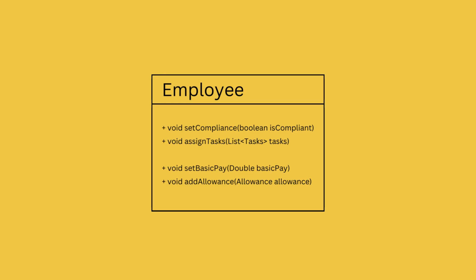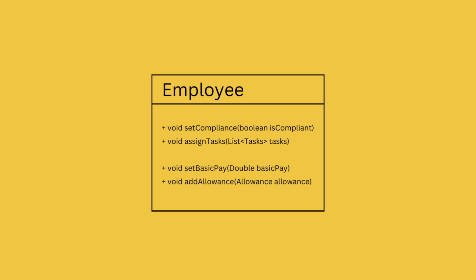Now consider an employee class with the following public methods. There is the set compliance method, which states whether the employee is compliant with the employer policies. And then there is the assign tasks method, which assigns a list of tasks to the employees. And then there is a set basic pay method, which can be used to change the basic pay of the employee. And then there is the add allowance method, which can be used to add an allowance to the employee.